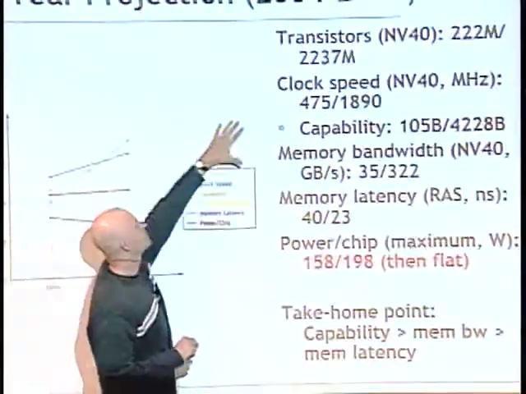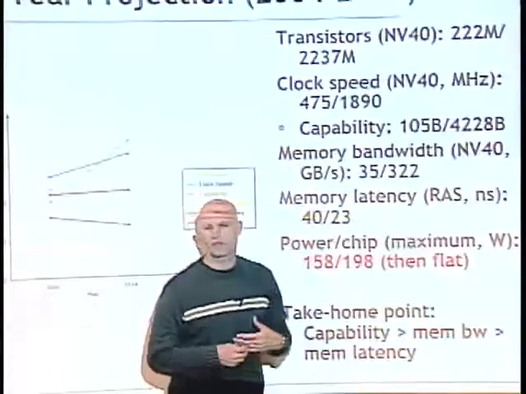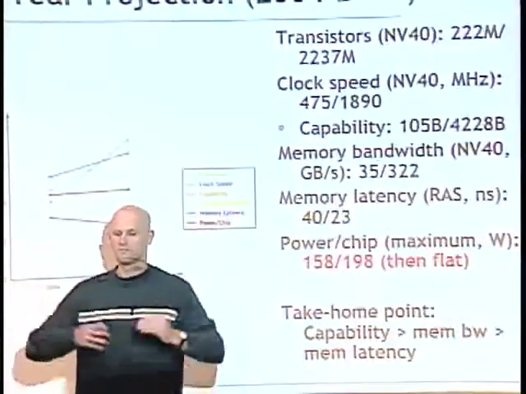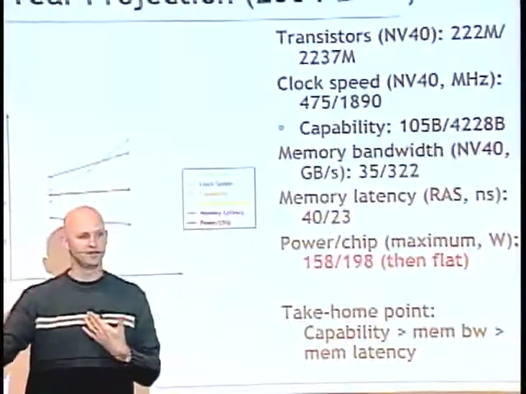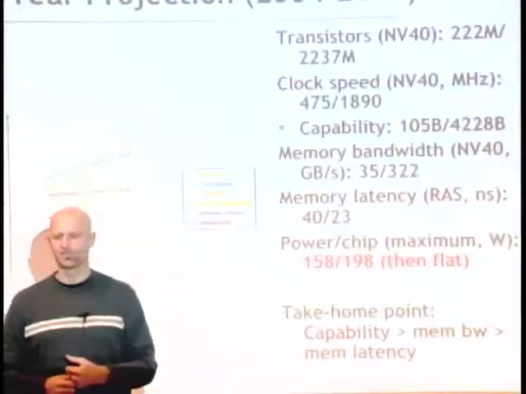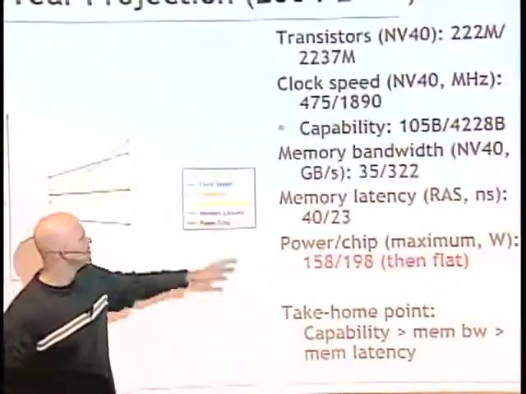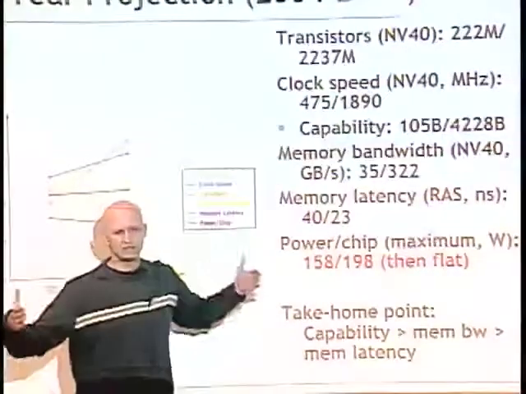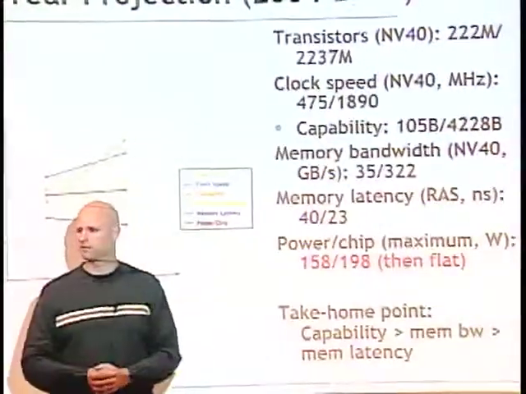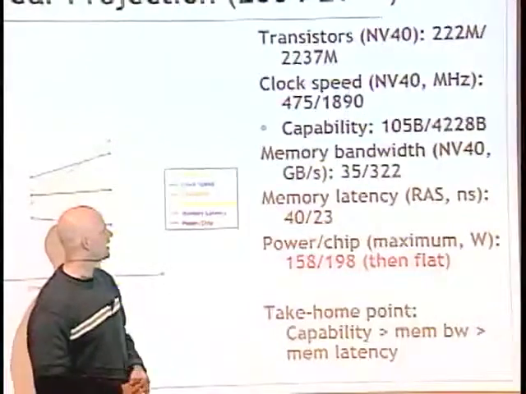If you multiply transistors by clock speed, you have what we call capability. You have more transistors and you run them faster. So basically, how many times can you switch a transistor per second, or how many transistors can you switch per second? That's going up a lot. In 10 years, we should have 40 times as much capability. That's probably going to happen.